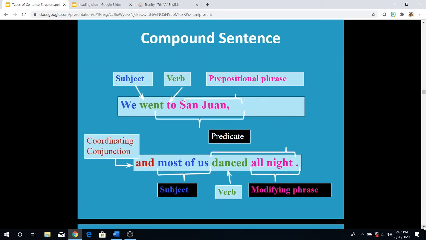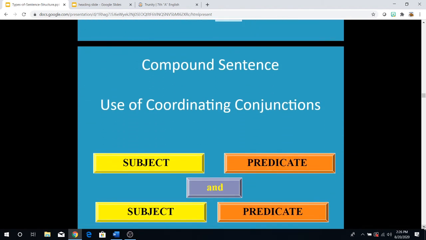Now, if we break down this compound sentence, you will see that our subject is we, your verb would be went, to San Juan would be your predicate and also a prepositional phrase because of the to that goes in the predicate. The other part of the sentence, comma, and most of us danced all night. Your coordinating conjunction would be and. Another subject would be most of us. Your second verb would be danced. And danced all night would be your second predicate, which also makes the word all night a modifying phrase.